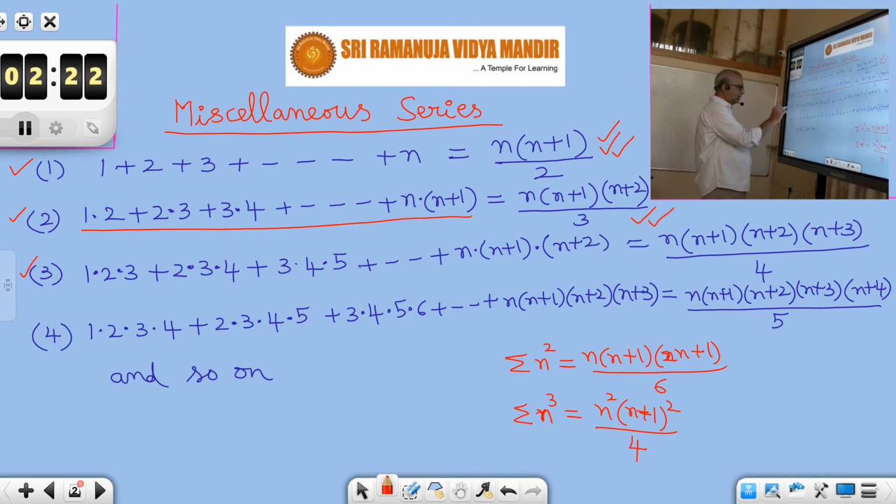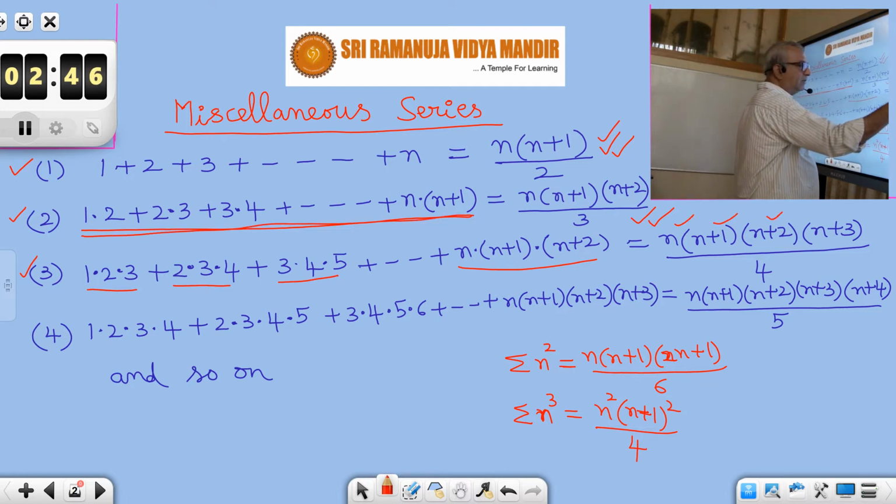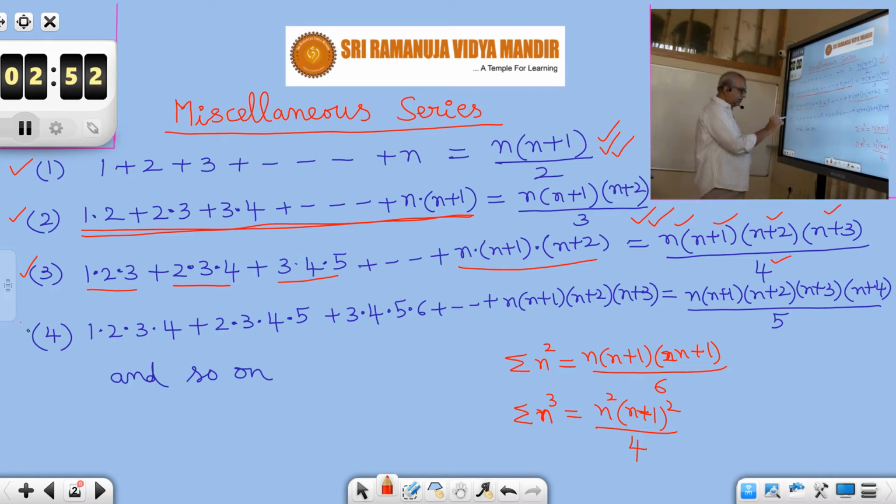Next we go to the third one. Third one is 1 into 2 into 3 plus 2 into 3 into 4 plus 3 into 4 into 5 and so on up to n terms. This is a product of 3 factors, so the last term will be n into n plus 1 into n plus 2. It is equal to n into n plus 1 into n plus 2 into n plus 3 by 4. Then can you guess the next one? What is the right hand side? 1 into 2 into 3 into 4 plus 2 into 3 into 4 into 5 plus 3 into 4 into 5 into 6, and so on up to n terms.